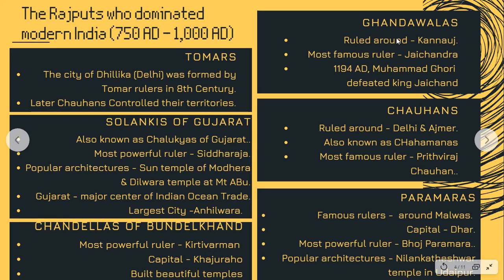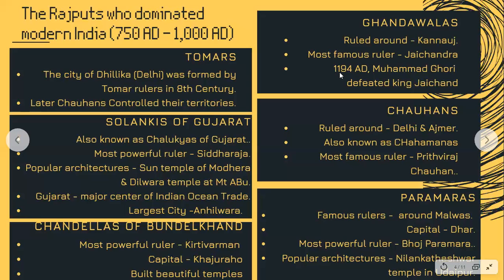Then what we have is Gandhawalas. Now Gandhawalas students, they ruled around Kannauj, right? Now, Kannauj bache, please keep in mind this will become a very controversial topic in just a couple of slides, and you will understand why, right? Very soon. So, for now, Gandhawalas were ruling around Kannauj, and the most famous ruler is Jayachandra.